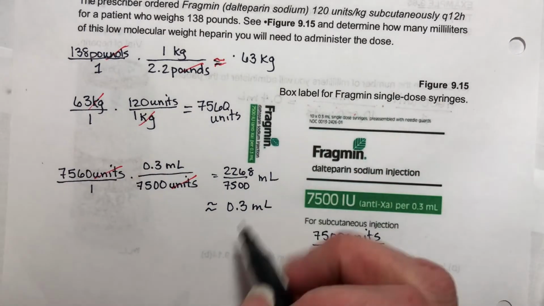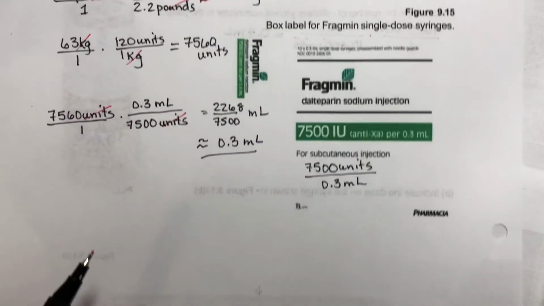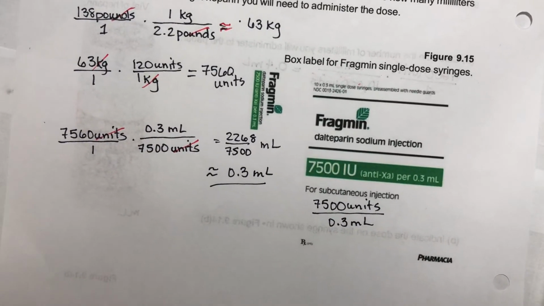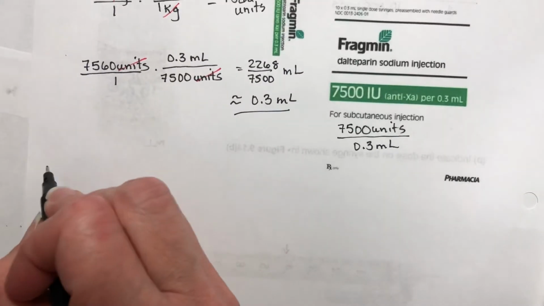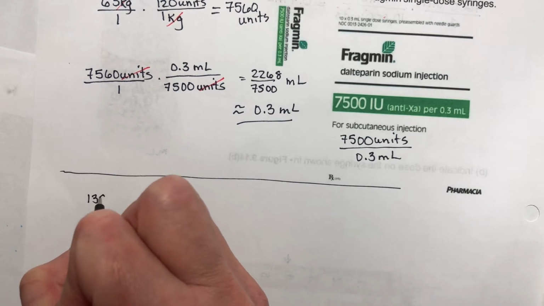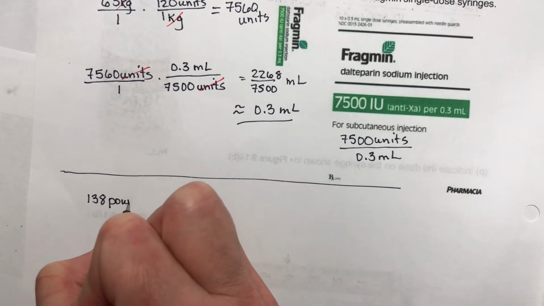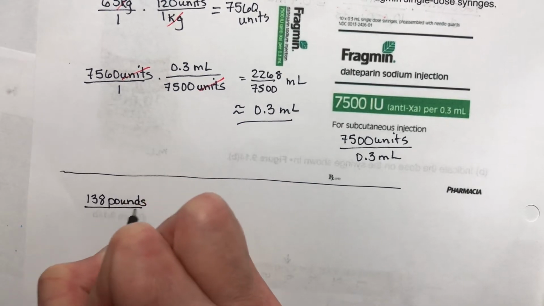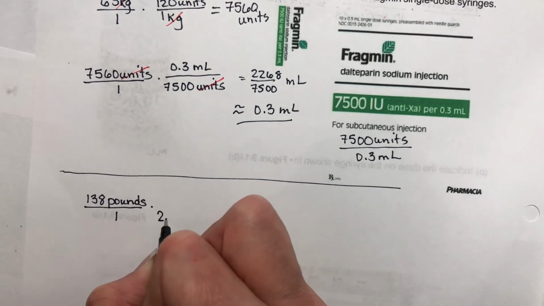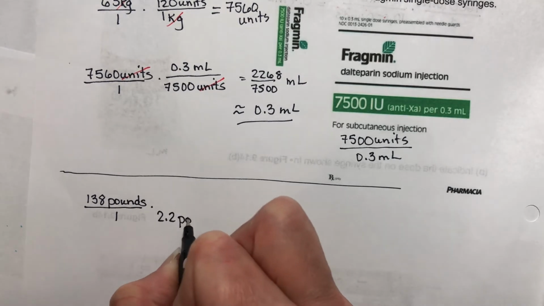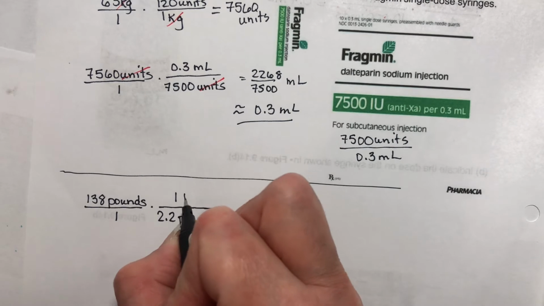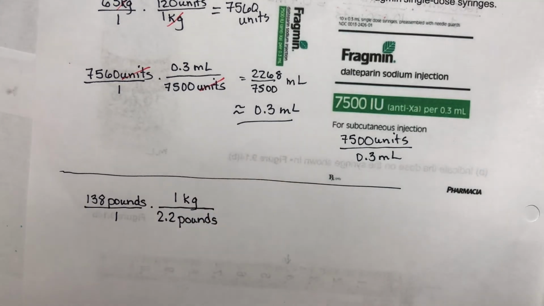Okay, so that's great. Now let me show you how you would do all of this in one big long string. I'm working the same problem here. I'm going to start off with the 138 pounds over 1. And I'm going to convert this to kilograms, so I put the 2.2 pounds on the bottom, and then put 1 kilogram in the top. Okay.